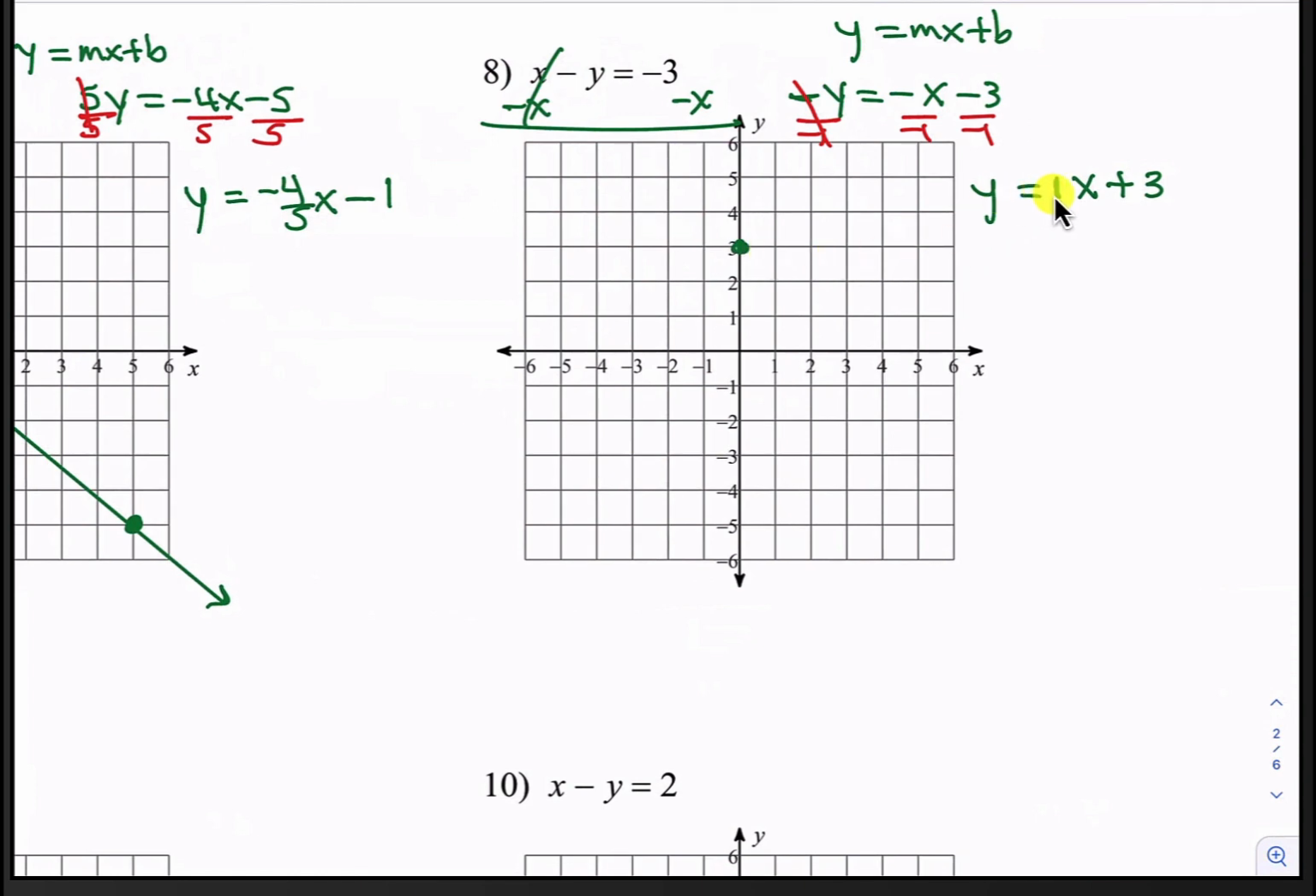Our slope is 1, which is actually 1 divided by 1. So we would start here at 3 and go up 1 and then to the right 1 for our second point. Repeat, go up 1 and to the right 1 for a third point, and let's go ahead and connect.